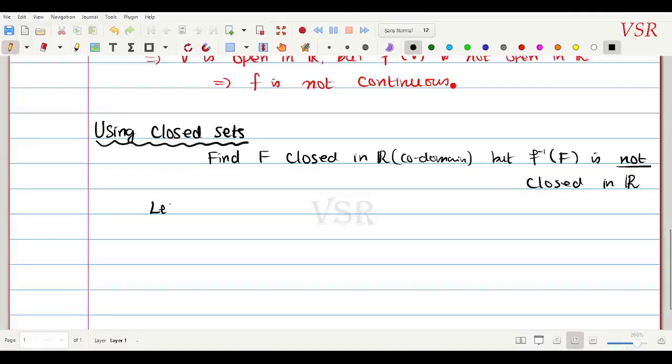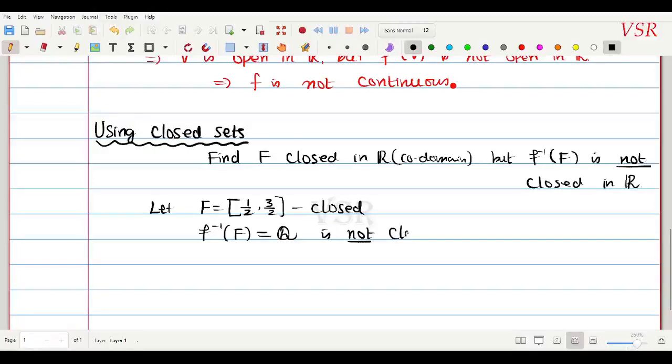let capital F equal to closed interval [1/2, 3/2], okay, which is closed. But same reason, f inverse of capital F ங்கிறது, this is equal to set of all rational numbers, okay, which is not closed in R. This implies that f is not continuous.